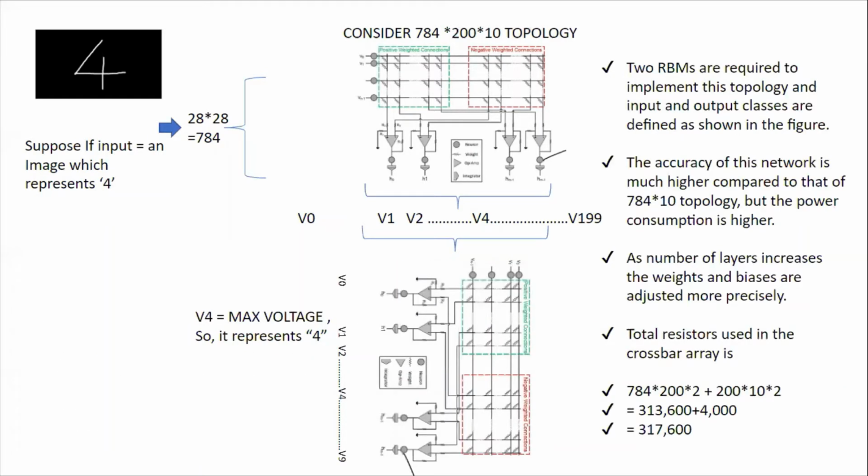Now let's consider a larger topology, a 784 by 200 by 10. For this topology, 2 RBMs are required to implement it, and the input and output classes are defined in the figure below or to the side. The accuracy of this network is much higher compared to that of the previous topology, the 784 by 10, but the power consumption is higher due to it being a larger topology. As the number of layers increases, the weights and biases are adjusted more precisely. Total resistors used in the crossbar array is 317,600,000.